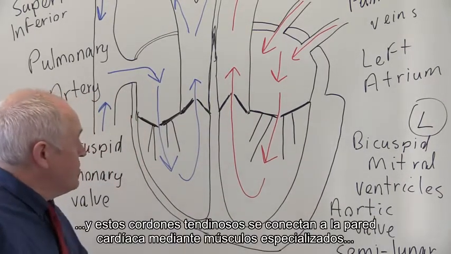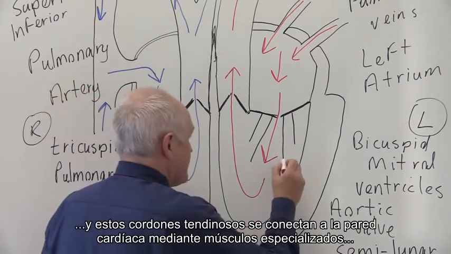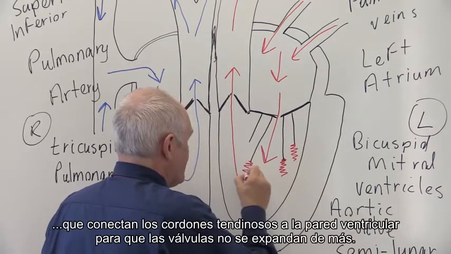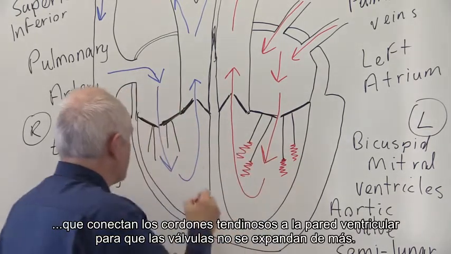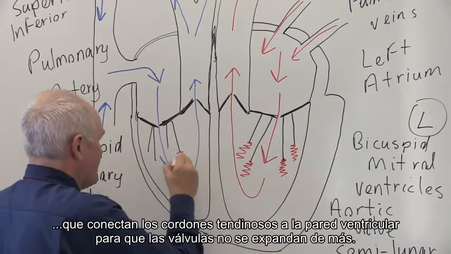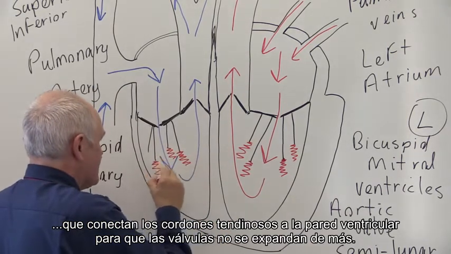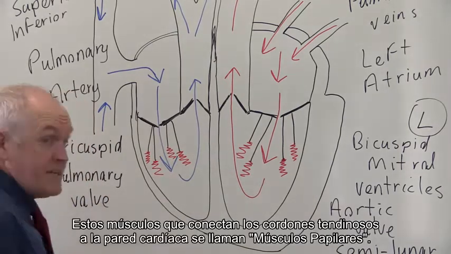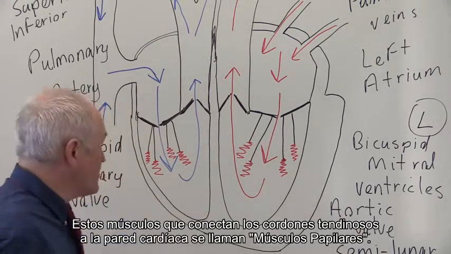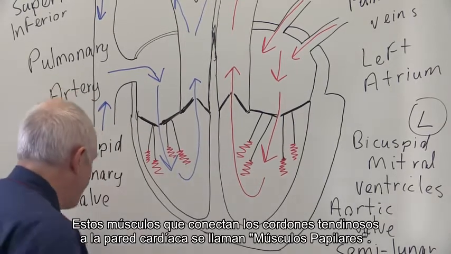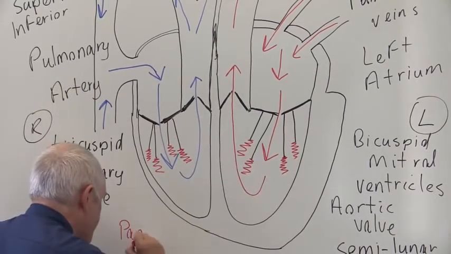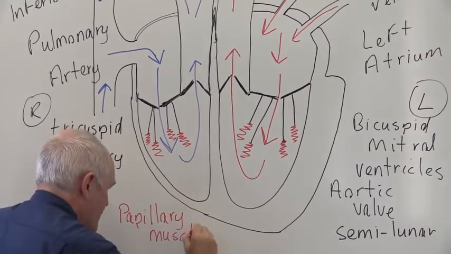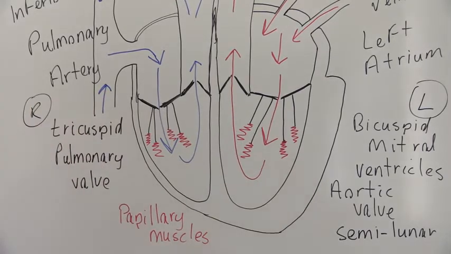And these tendinous cords are rooted into the wall of the heart via specialised muscles, so that the valves can't overexpand. And these muscles that connect the tendinous cords to the wall of the heart are papillary muscles. The papillary muscles.